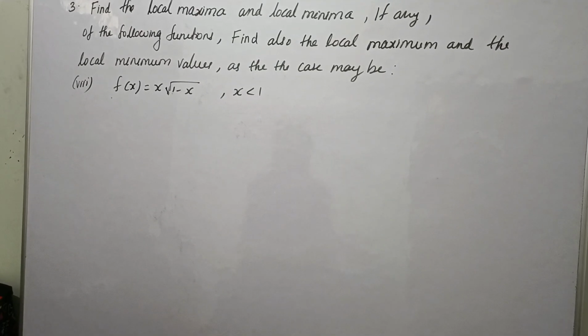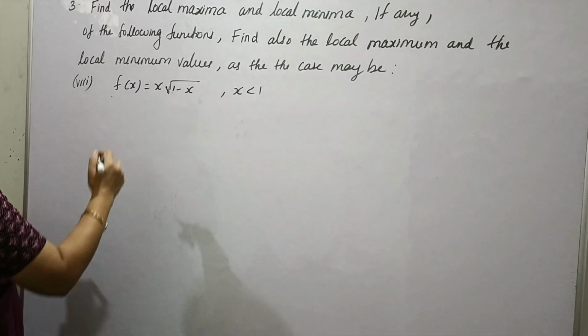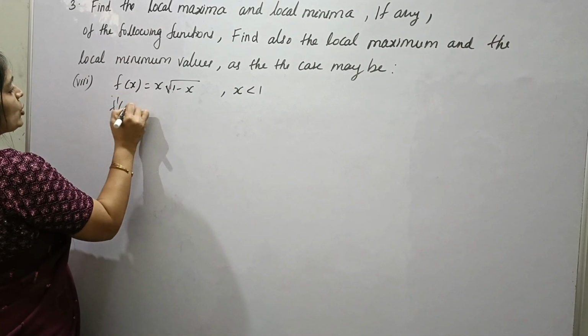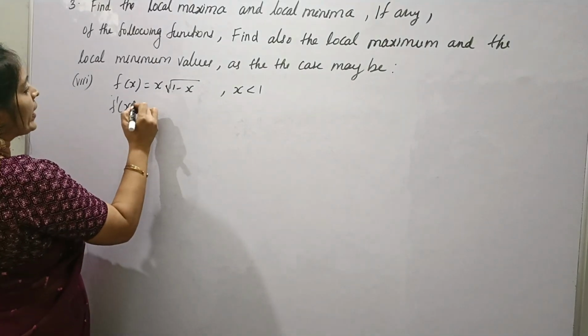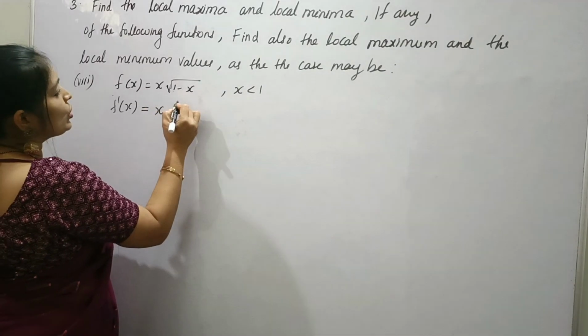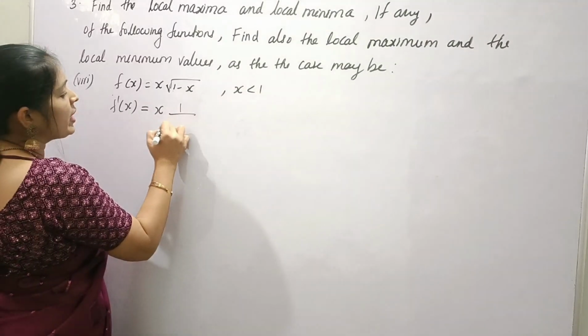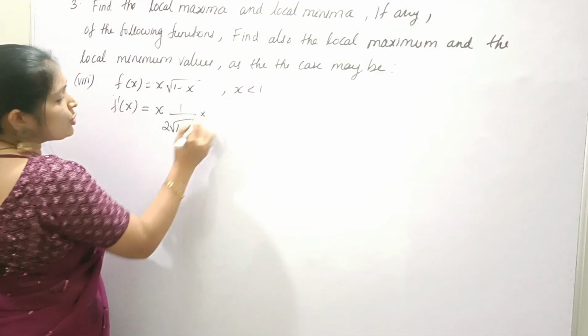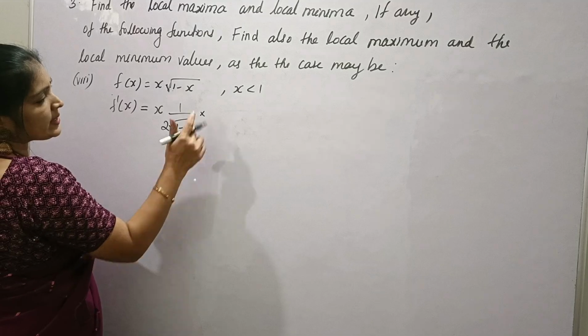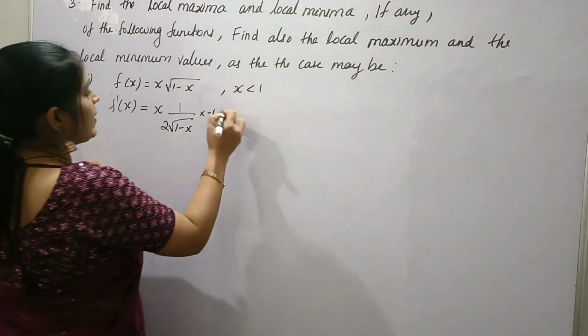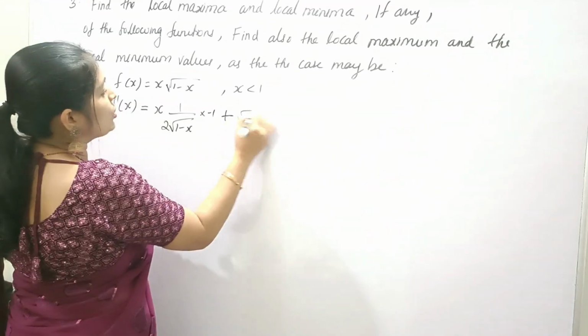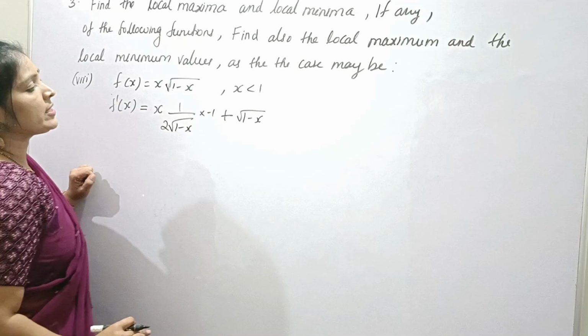Next function is f of x is equal to x into root of 1 minus x. f dash of x is equal to, here x less than 1, we have to apply the product rule: x into the derivative of root 1 minus x, which is 1 by 2 root 1 minus x into the derivative of 1 minus x, which is minus 1, plus root 1 minus x into the derivative of x, which is 1.